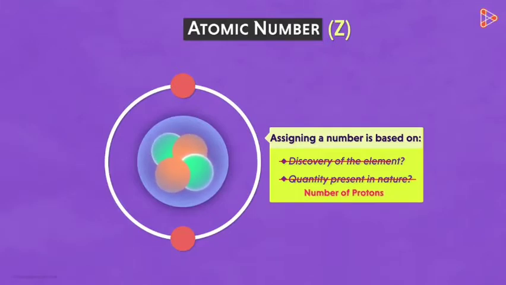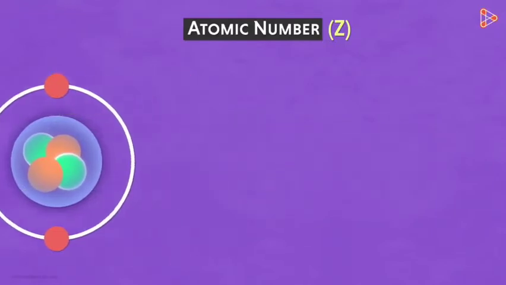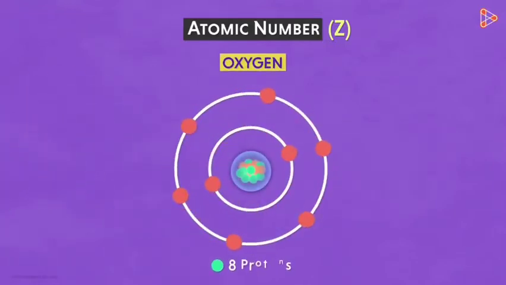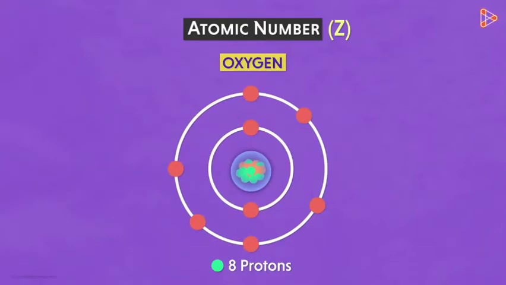Yes, it's because the atom of every element has a fixed number of protons in its nucleus. And this number is unique to every element, right? What do we mean by this? For example, any atom of oxygen always has 8 protons in its nucleus. No other element has atoms with 8 protons in it. That means the number of protons in the nucleus of an atom is like the identity of that element.